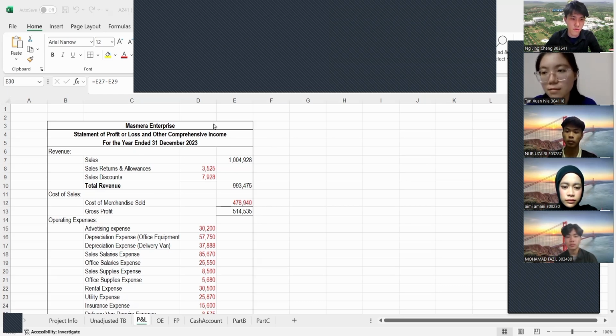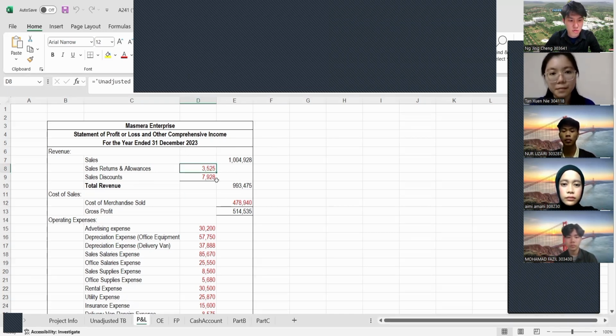The profit or loss statement is broken into three key sections. The first one is revenue. This section includes any money generated from sales or services. This is the figure of the sales revenue. To get the net sales revenue, we use the sales revenue minus sales return and also sales discounts, which is this figure. Then we will get a net sales revenue of this figure.